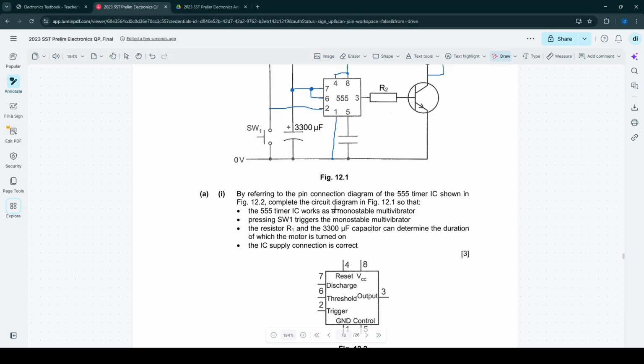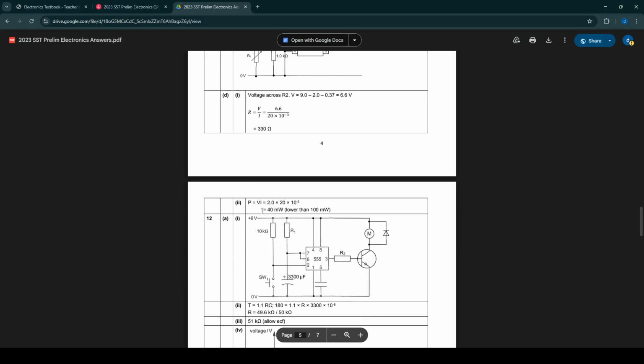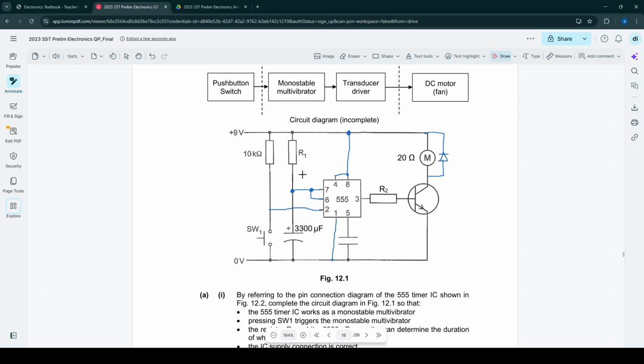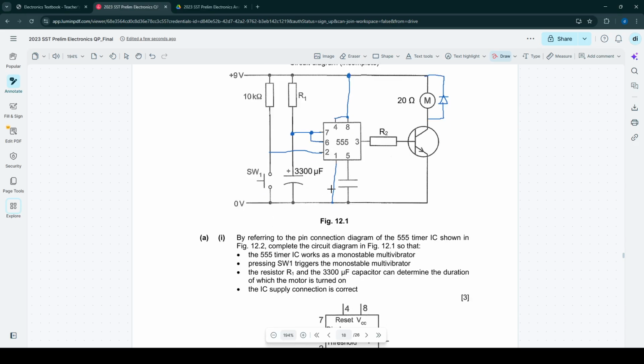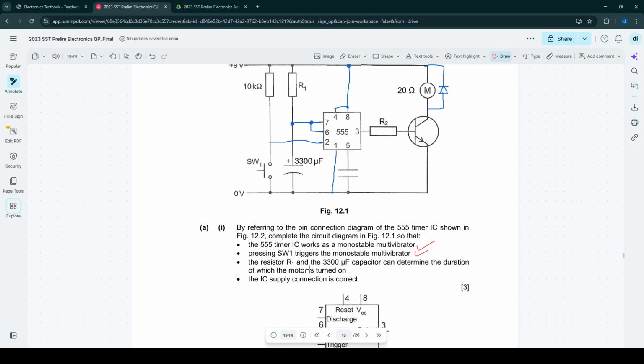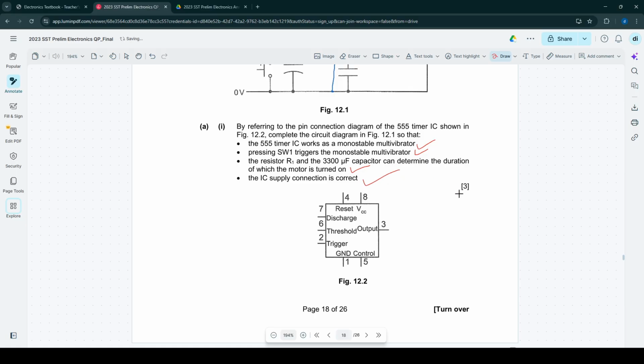Such that this works as a monostable multivibrator. Oh wait, I forgot to check the answer for this. Yeah, I'm right. So, monostable. Yes. Pressing this will trigger. Yes. R1, the resistor, can determine the duration. Yes. The IC supply connection is correct. Yes. So 3 marks.